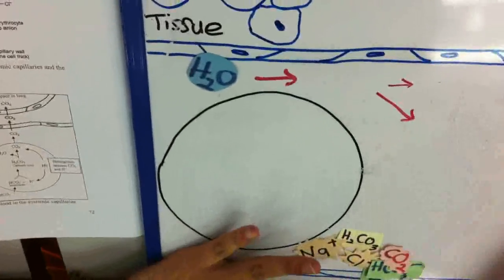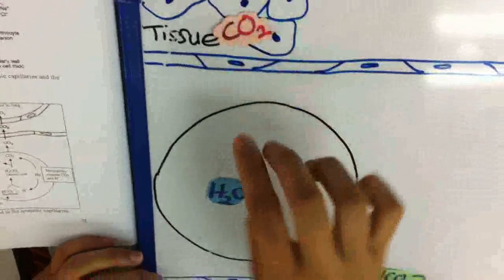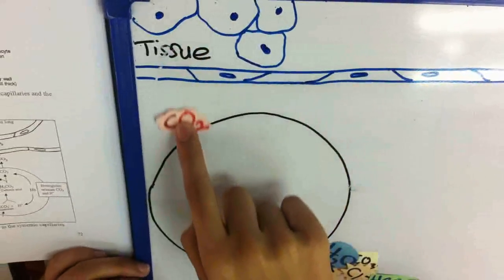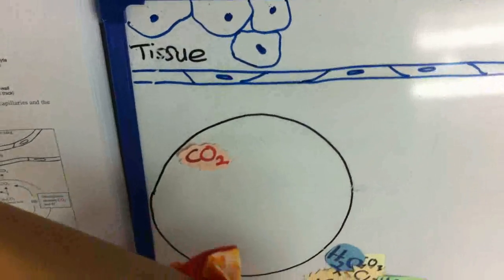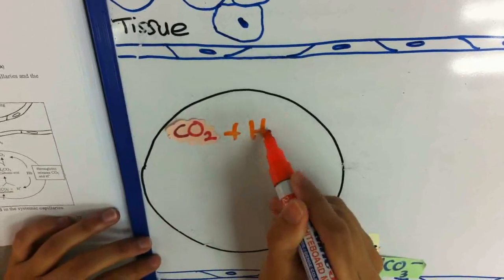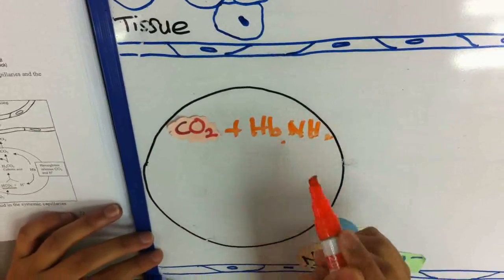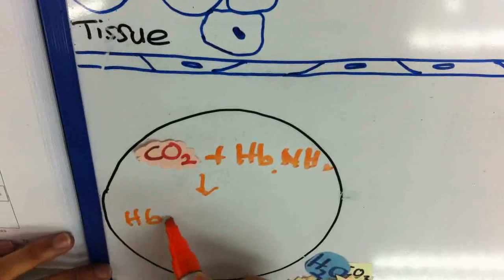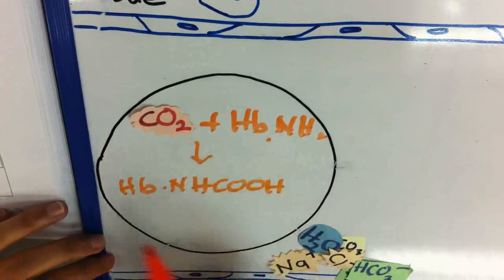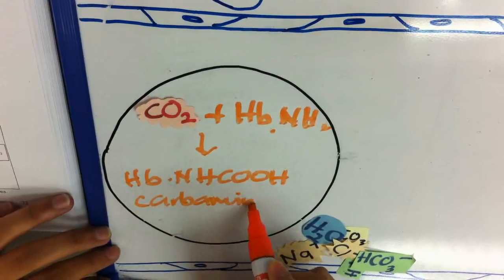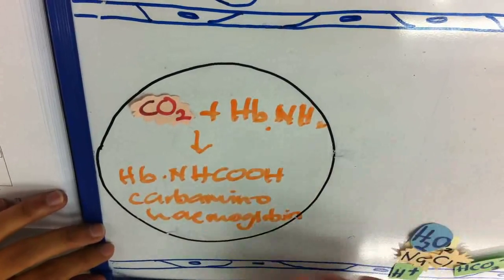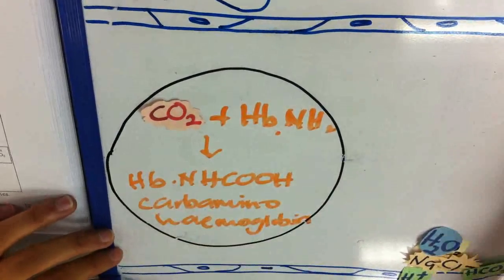So the second pathway is where the CO2 from the tissues will combine with Hb to form carbaminohemoglobin, where it will enter straight into the red blood cell hemoglobin and bind with the amino group inside the hemoglobin to form Hb and HCOOH, which is carbaminohemoglobin. So this carbaminohemoglobin will go to the lung area.